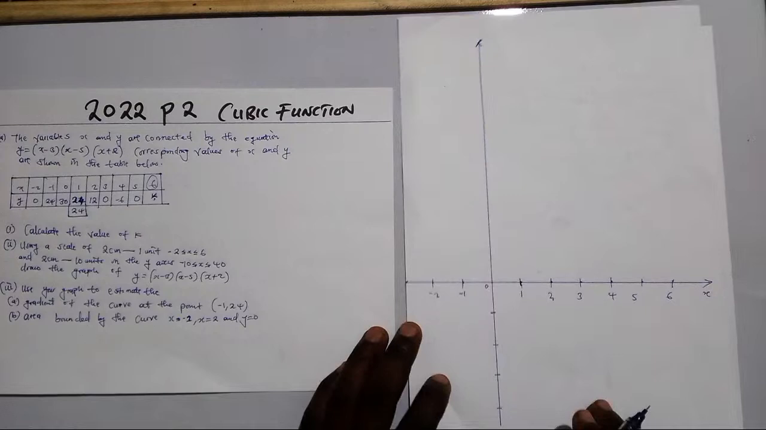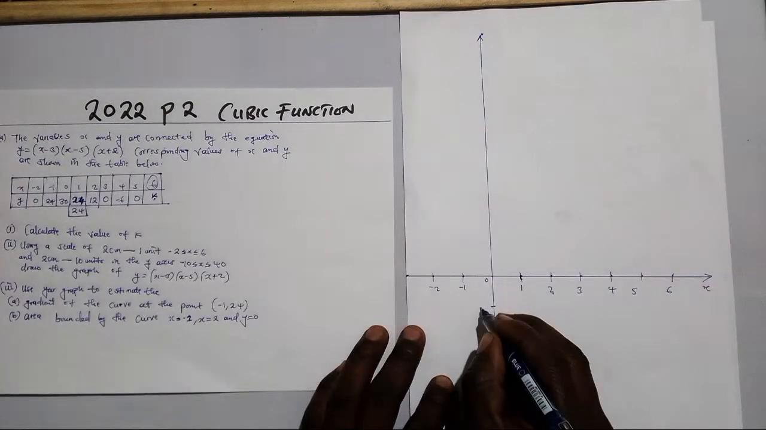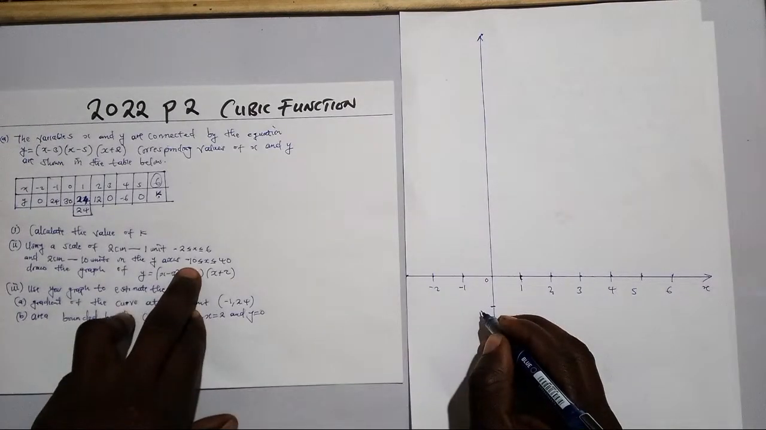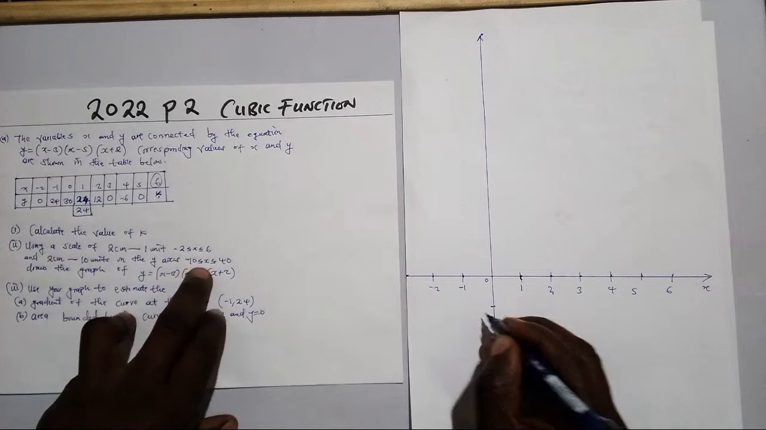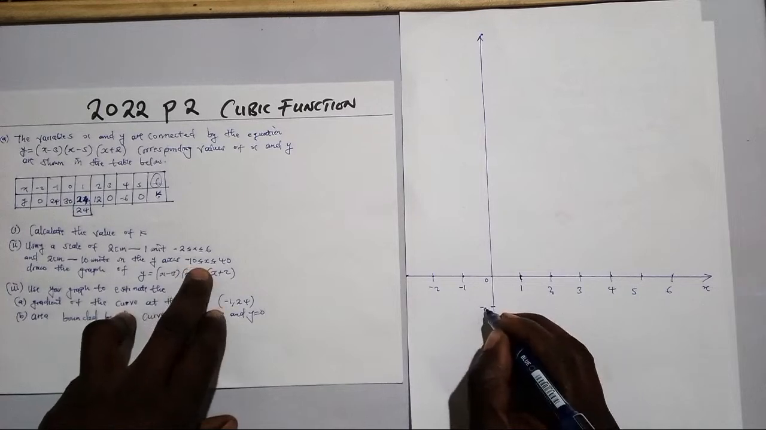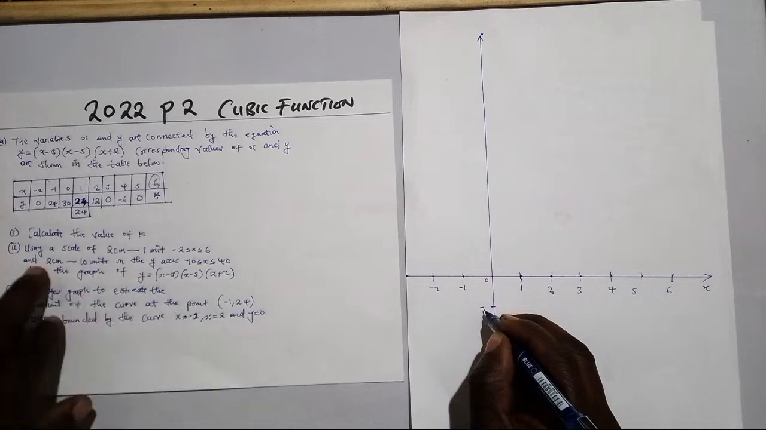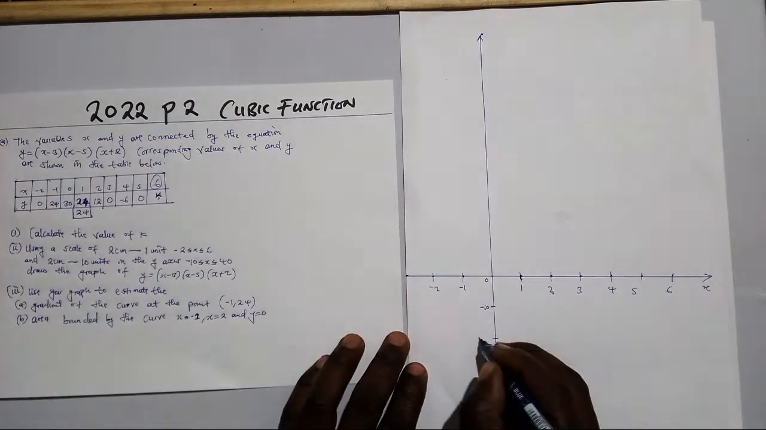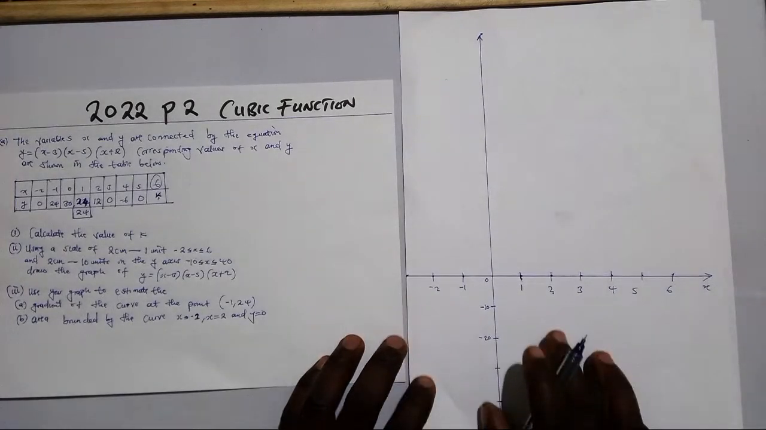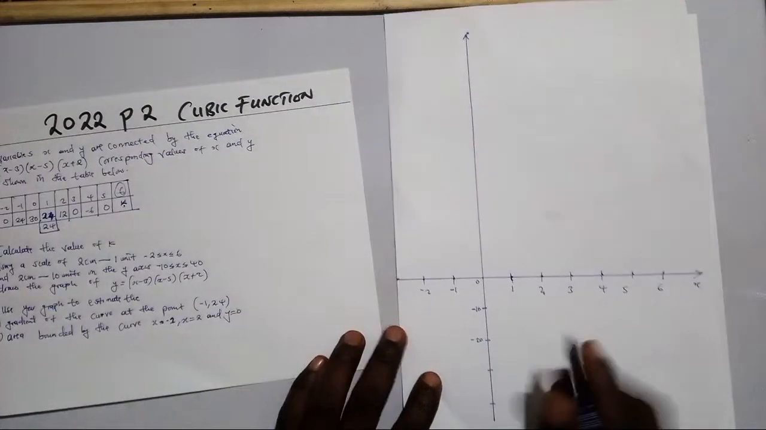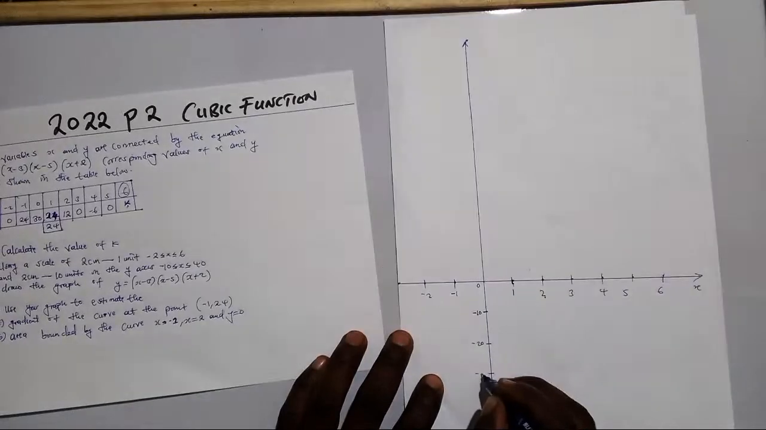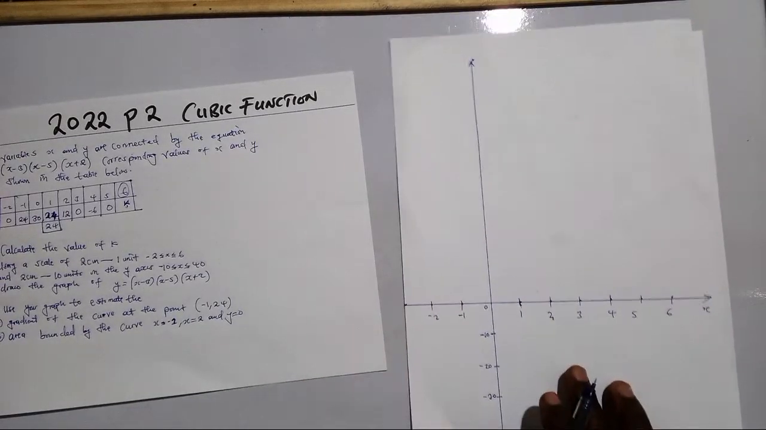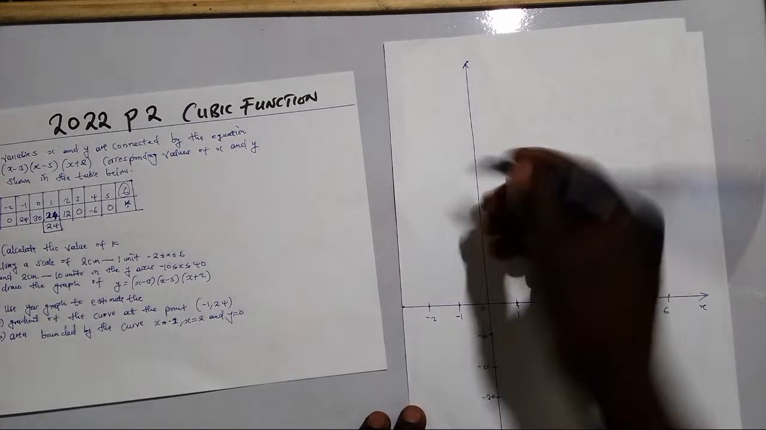Okay. So here, because on the y-axis they are saying we have -10, we are going to start with -10. 2 centimeters represent 10 units. So we start with -10, -20, -30.